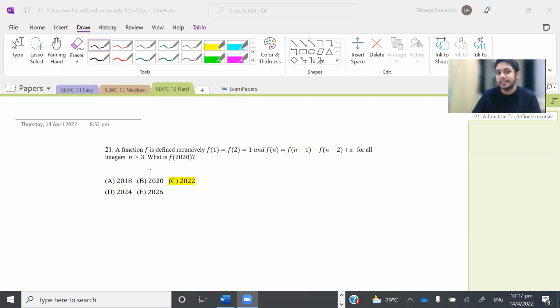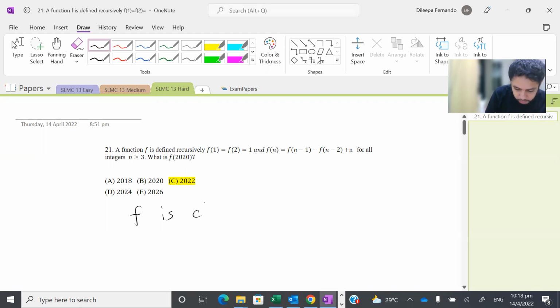You look at the answers and get to know about the properties of this function. You can see these answers are not so different to 2020. That means this function should be a linear function. That means the value should be closer to n, something closer to n.